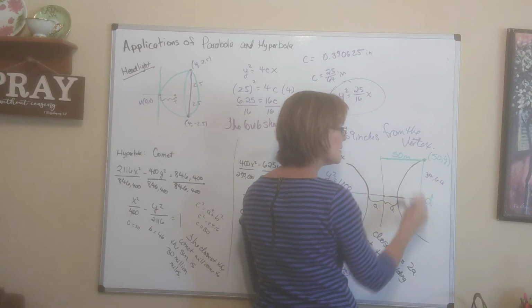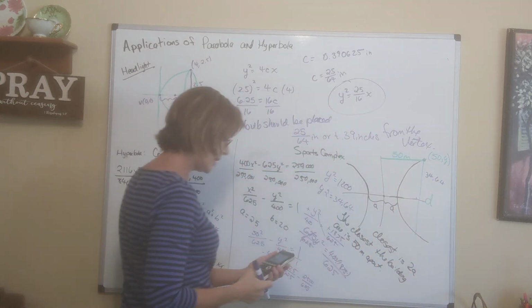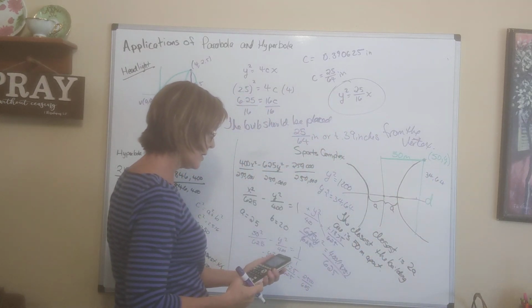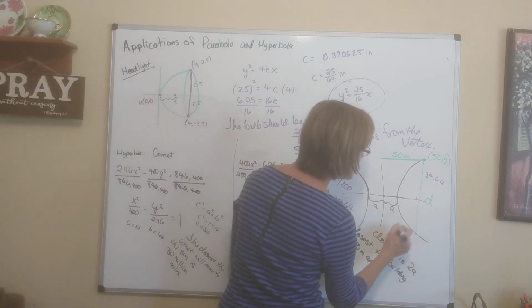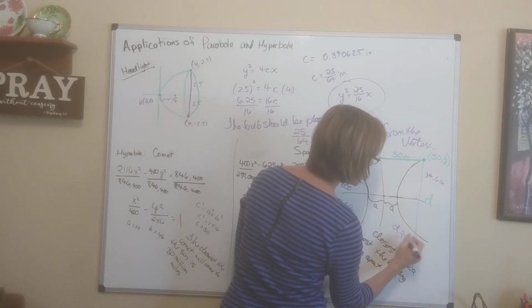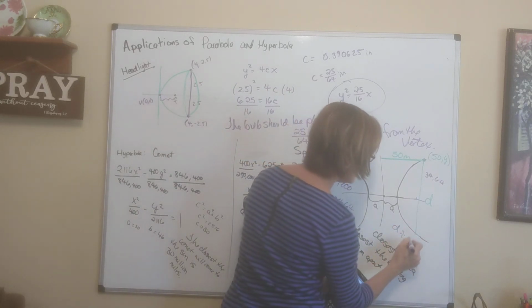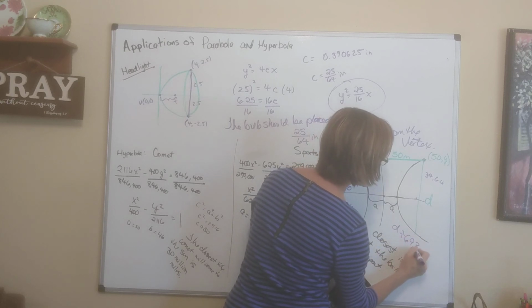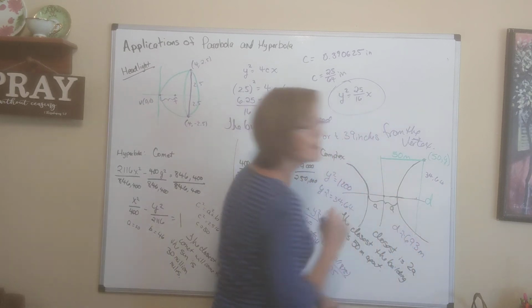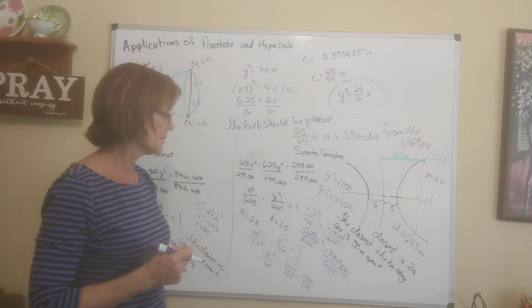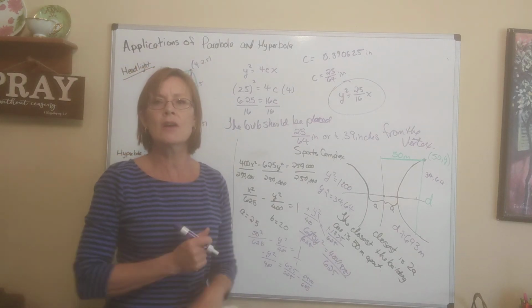But the total distance D is 2 times that. So if I take that and multiply it by 2, D is approximately 69.3 meters. That's how you can figure out what D is. All right, there's a few applications of our conic sections.